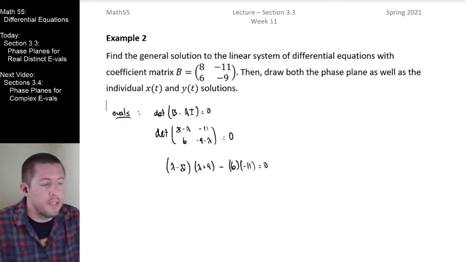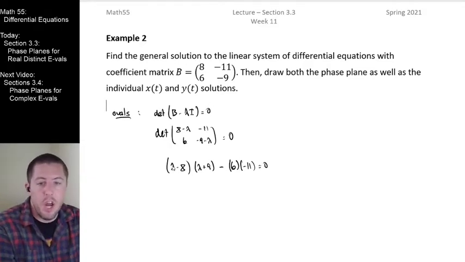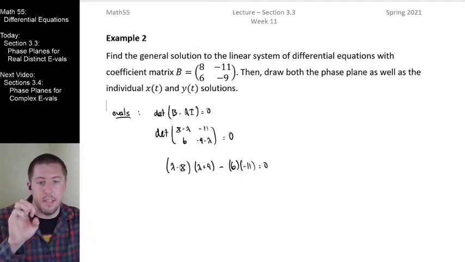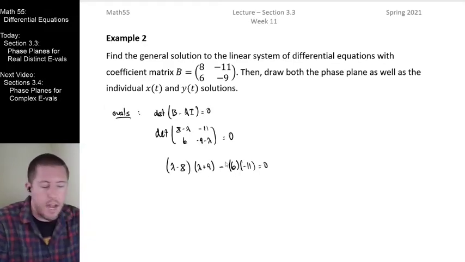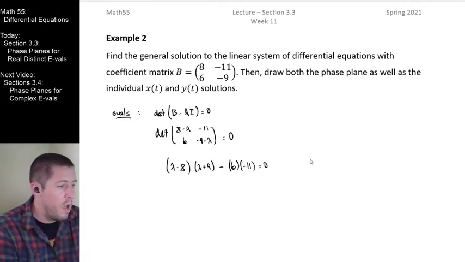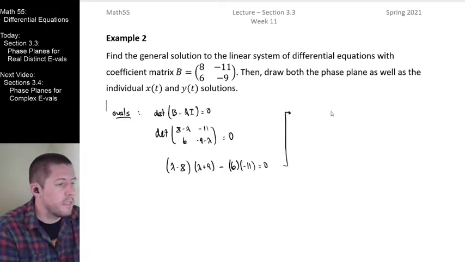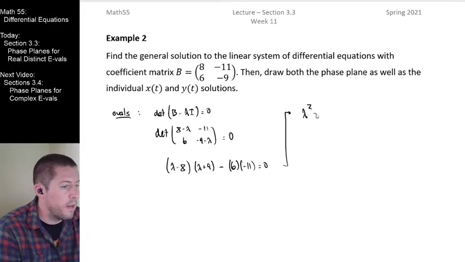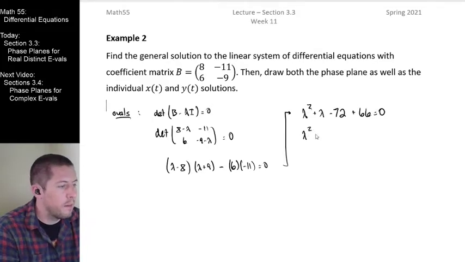So what I'm noticing here is I know that I can't use factored form since there's an extra term, so I need to expand this term right here to try and incorporate the other constants. Hopefully it factors. If it doesn't, we go quadratic formula. So save some space here. This is going to give me what? Lambda squared plus lambda, because I have a negative 8 and a positive 9, minus 72 plus 66 equals 0. Lambda squared plus lambda minus 6 equals 0.